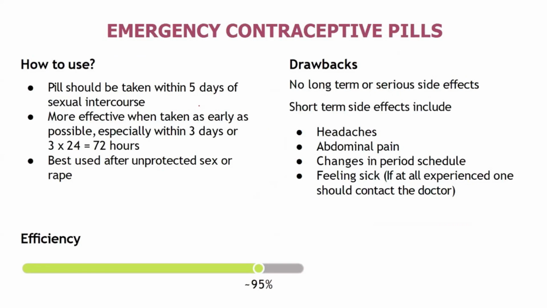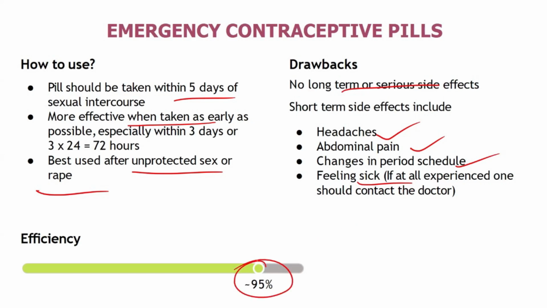Okay. So the pill should be taken within 5 days of the sexual intercourse, or it is more effective when taken within 3 days after the sex. Okay. So best used after unprotected sex or rape. Okay. So no long-term or serious side effects, but there will be short-term side effects like headache, abdominal pain, changes in the period schedule, feeling sick. Okay. The efficiency is 95%.